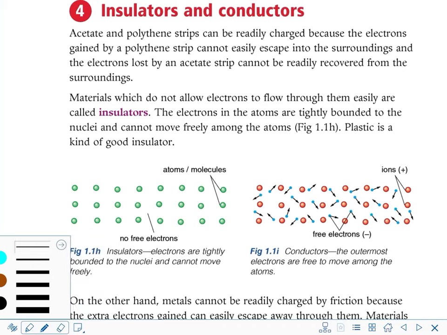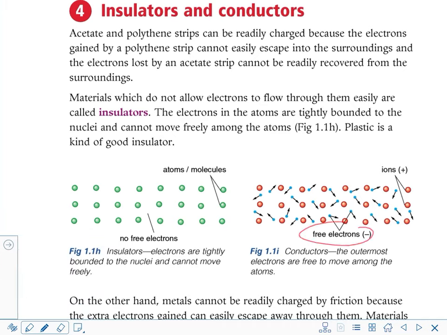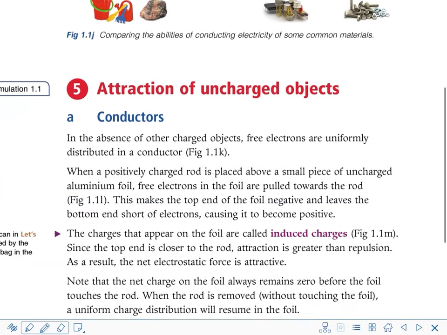Insulator and conductor. If we have free electrons, you become a conductor. Few free electrons, you'll be an insulator. Very easy concept.